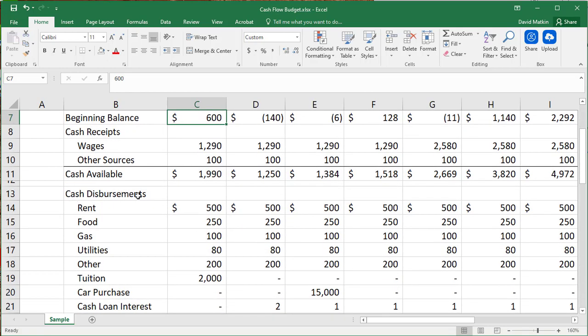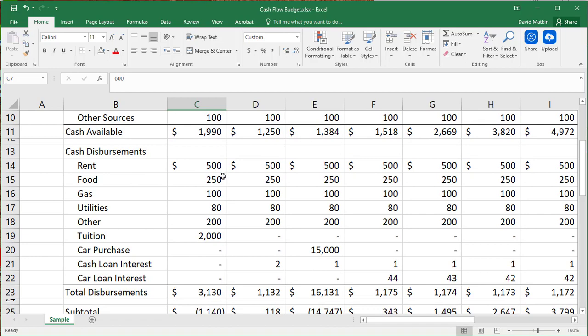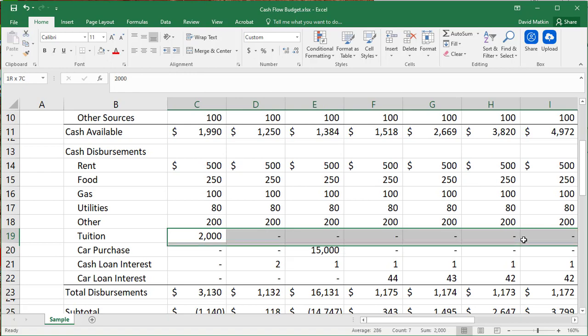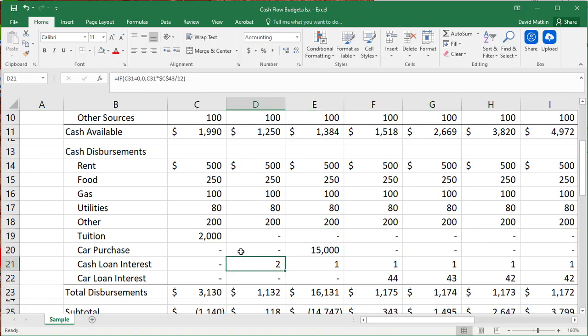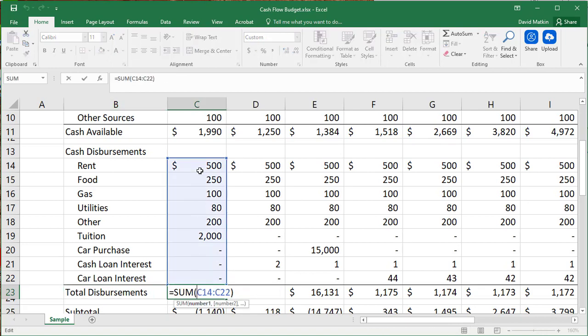Then we get into the next section, cash disbursements, sometimes labeled as cash outflows. There are a variety of categories here, and some of them are the same every month, and some of them change through the year, and that's okay. That's part of the reason why we do a cash flow budget on a monthly basis, that some months may be more difficult for us to get through than others. Then it gets to a total down here of the total disbursements. That's just going to be the sum of all of these disbursement categories for the month.